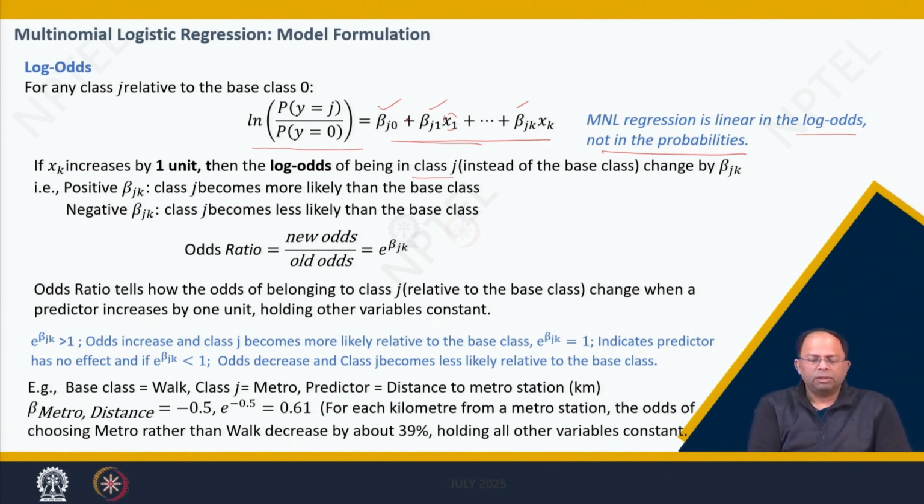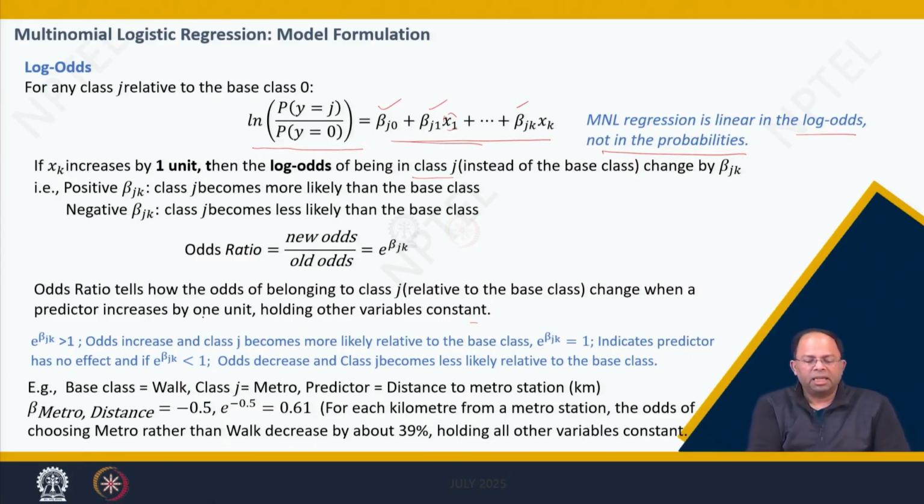Then comes the odds ratio, the same way we have done earlier. The odds ratio is basically new odds divided by old odds, that is e to the power beta_jk. It tells us how the odds of belonging to class j relative to the base class change when a predictor increases by 1 unit, holding other variables constant.